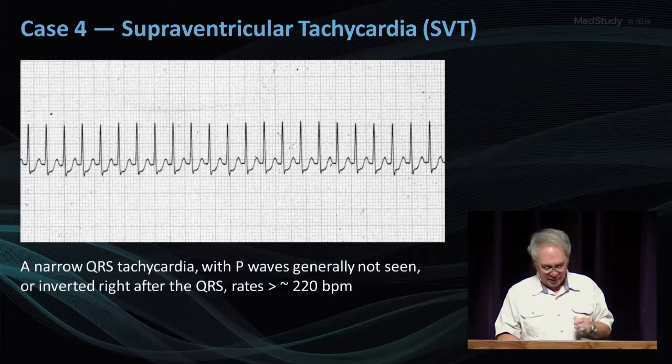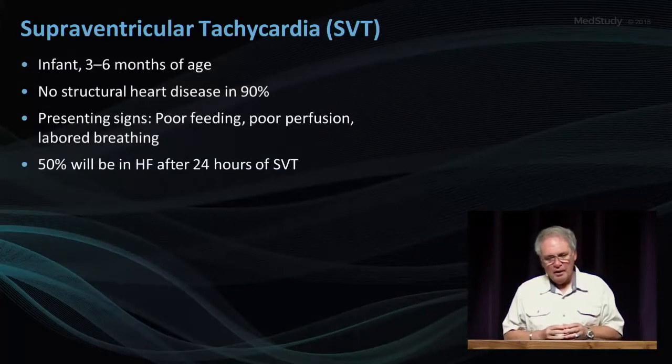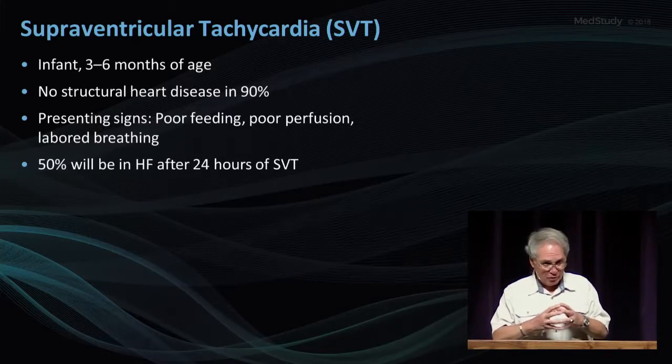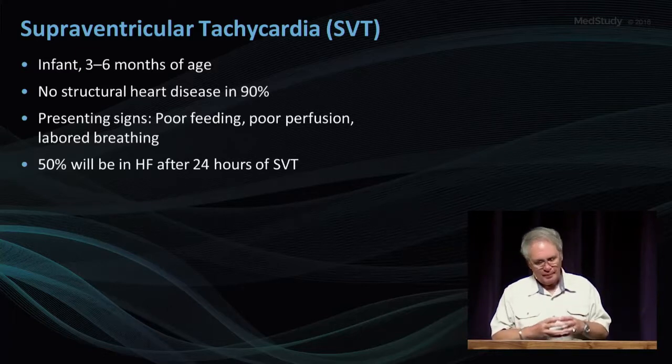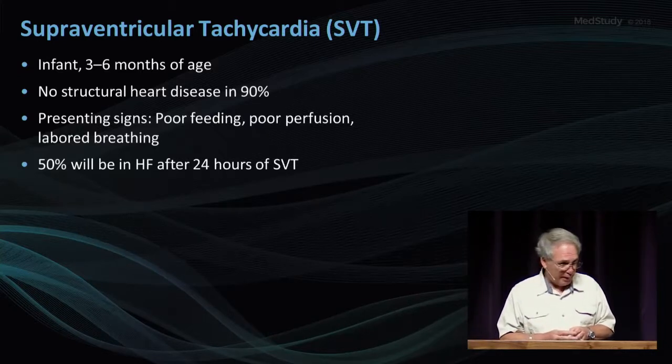And this is a life-threatening rhythm disturbance. Let's talk about it in a little detail. It's most common in infants 3 to 6 months of age. Most of the kids have an otherwise normal structural heart. There's no heart disease, per se, usually. Presenting signs are signs of baby heart failure, poor feeding, poor perfusion, labored breathing. Half of them will be in heart failure after 24 hours, and some will die.